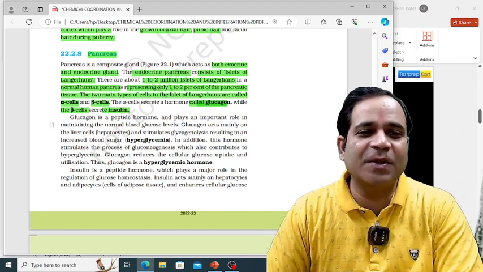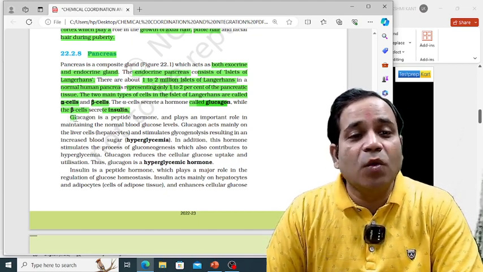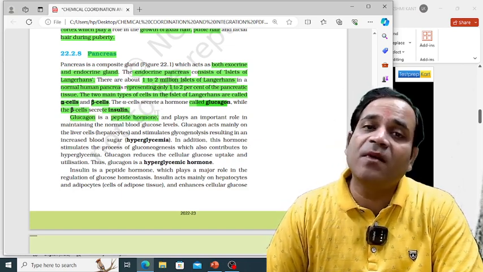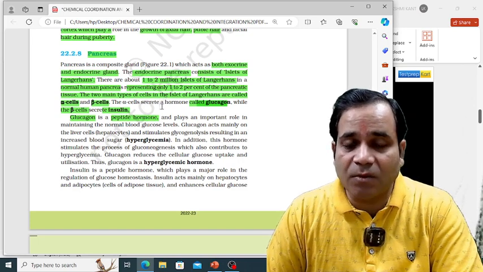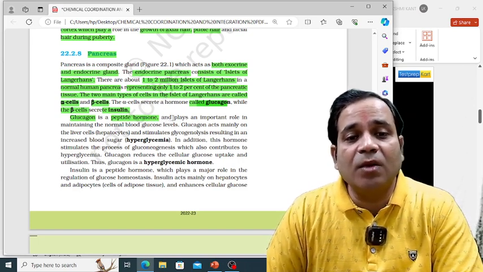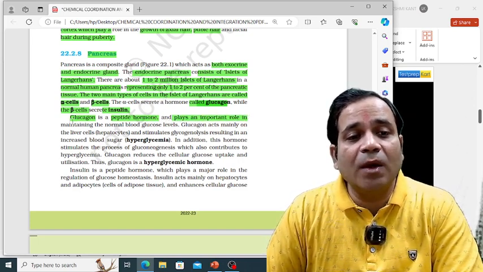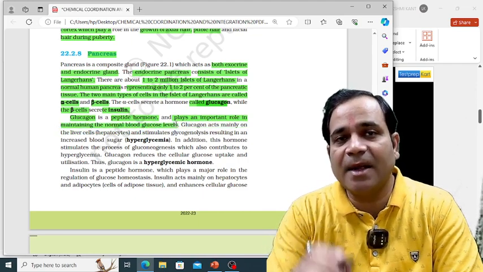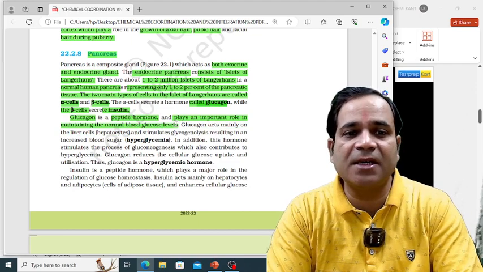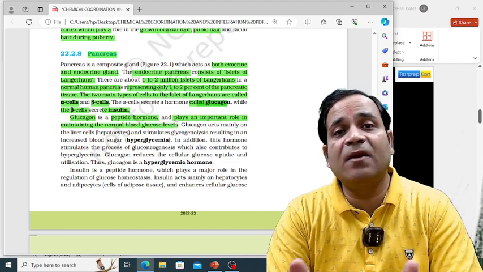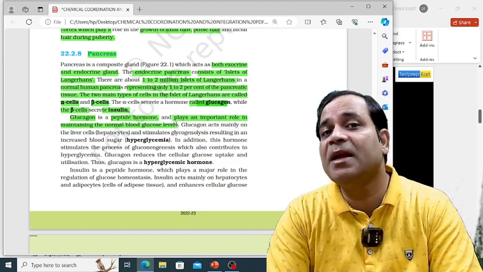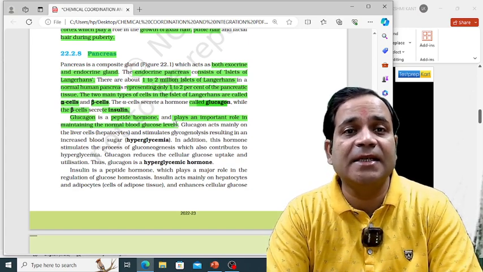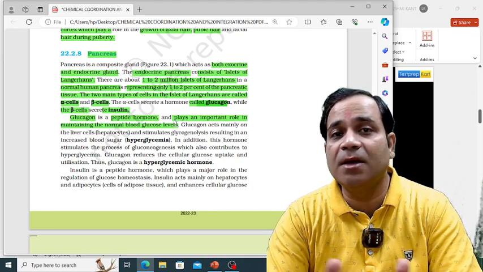Okay, I will give you details. Wait a moment. Glucagon is what? Glucagon is a peptide hormone. Which type of hormone here? Yes, peptide hormone. And this peptide hormone plays an important role in maintaining the normal blood glucose level. Getting my point? I'm just going to repeat here. Glucagon is which type of hormone? Yes, peptide hormone. And this peptide hormone has an important role in what? In maintaining the normal blood glucose level.